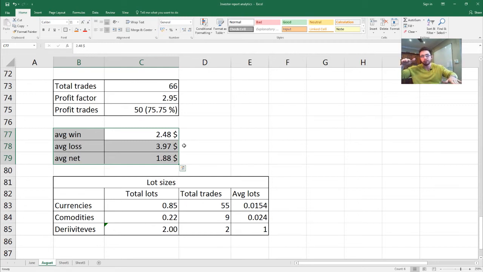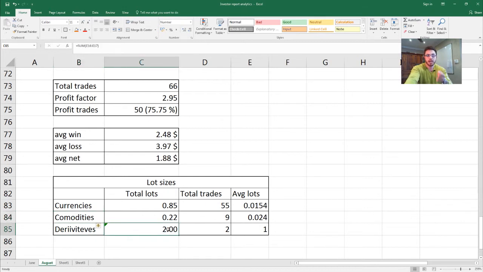And in the 5th month, you say, I'm practiced, I know what I'm doing. You increase your risk and your performance goes up. And this is the very specialized part that I'm trying to show you on these track records, exactly how you can do that. Now, as you can see in the lot sizes section, what I've done is I've split the 3 things I traded this month into currencies, commodities, and derivatives.